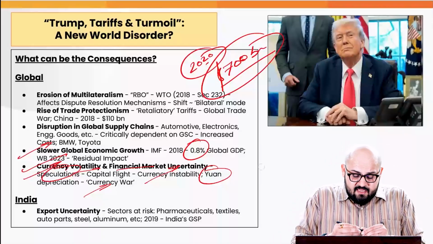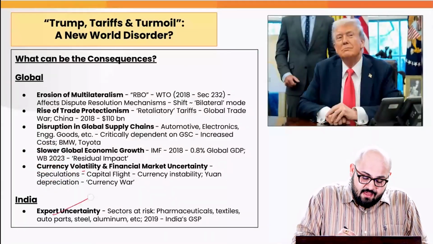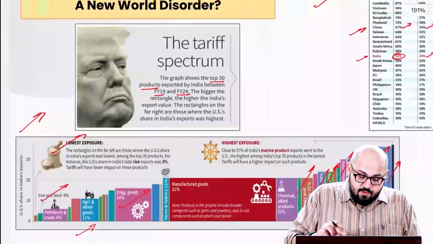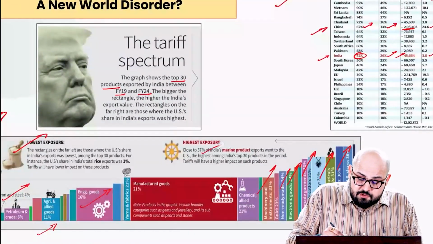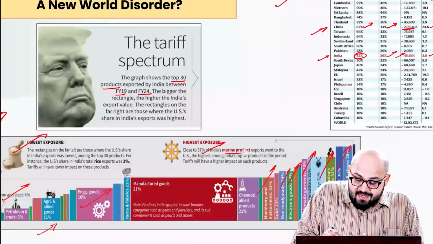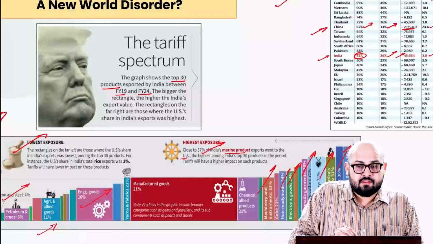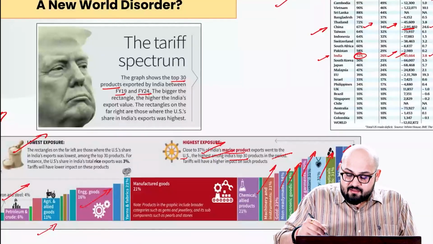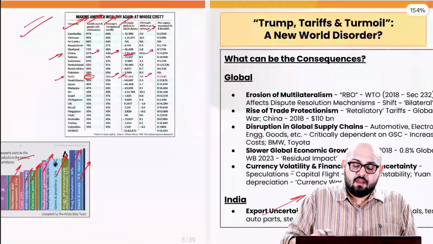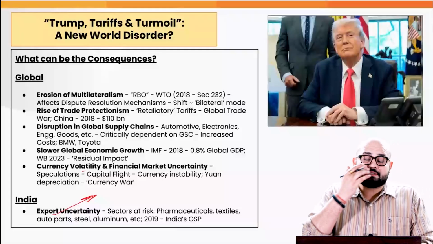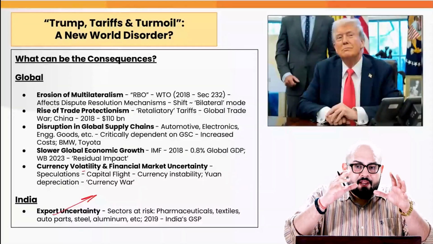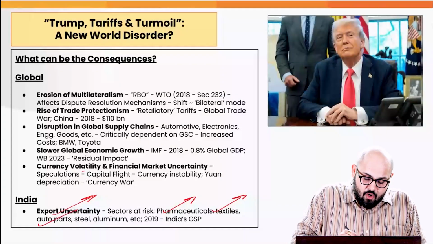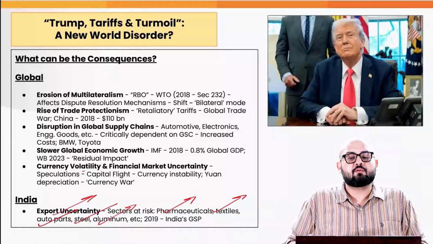Now, what can be the effect on India? The very first is export uncertainty. See, there are certain sectors. Look at this particular graph. In this graph, what you can see is that close to 37% of India's marine product exports went to the US, the highest among India's top 30 products in this period. Or take, for example, gems and jewelry, or drugs. So if the US is going to impose tariffs on these products, it is going to affect some specific sectors. These sectors are pharmaceuticals, textiles, auto parts, steel, aluminium, gems and jewelry, right?